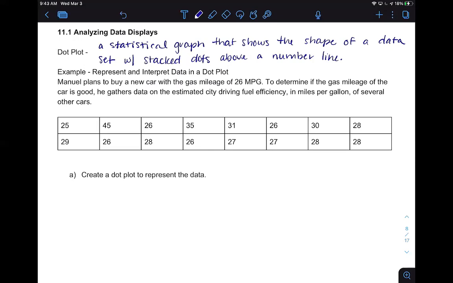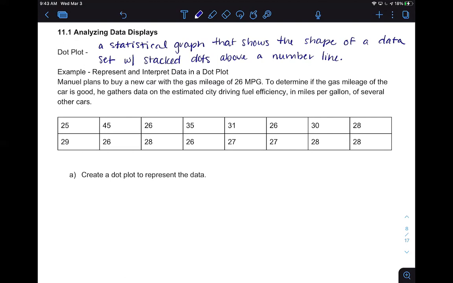So our example: Manuel plans to buy a new car with a gas mileage of 26 miles per gallon. To determine if the gas mileage of the car is good, he gathers data on the estimated city driving fuel efficiency in miles per gallon of several other cars. So we want to create a dot plot to represent this data.